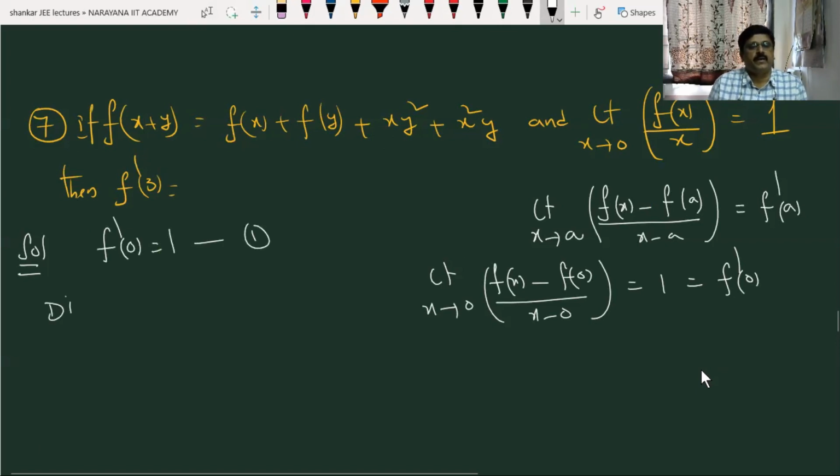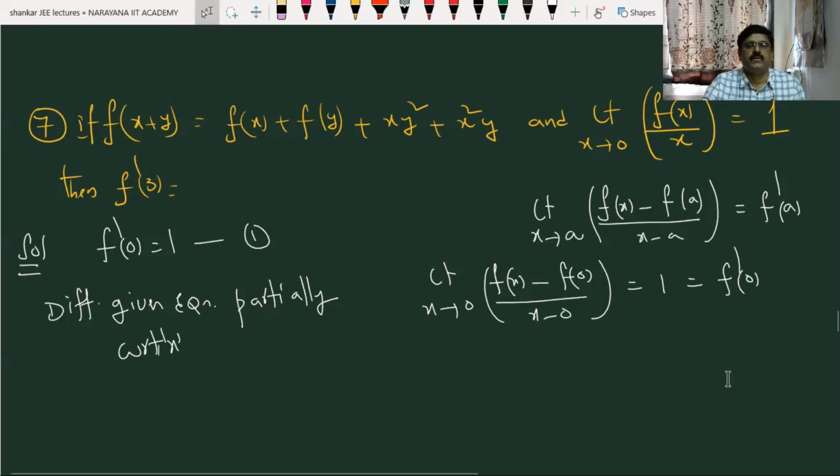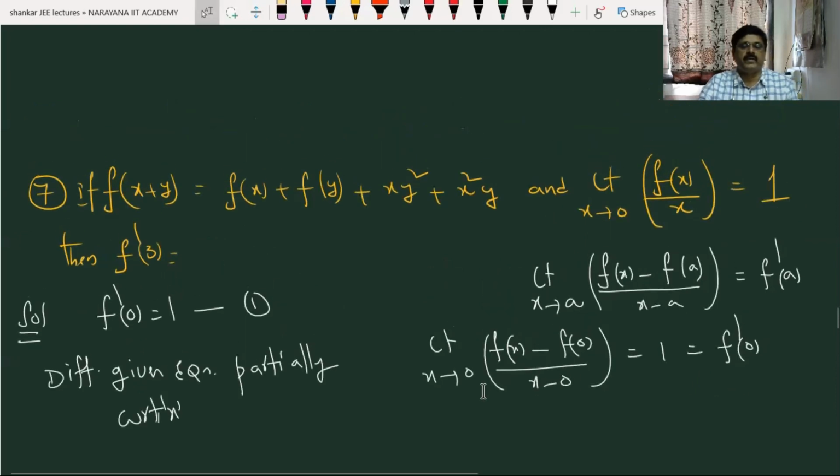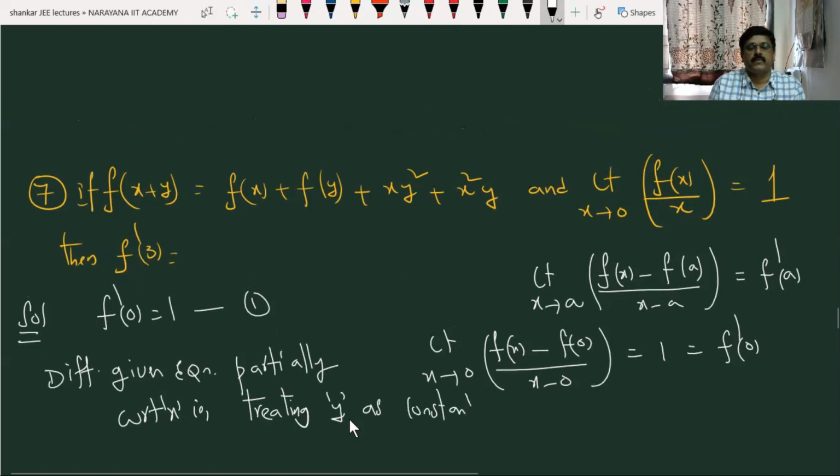Next, differentiating the given equation partially with respect to x, students. Differentiating the given equation partially with respect to x, that is treating y as a constant, students.